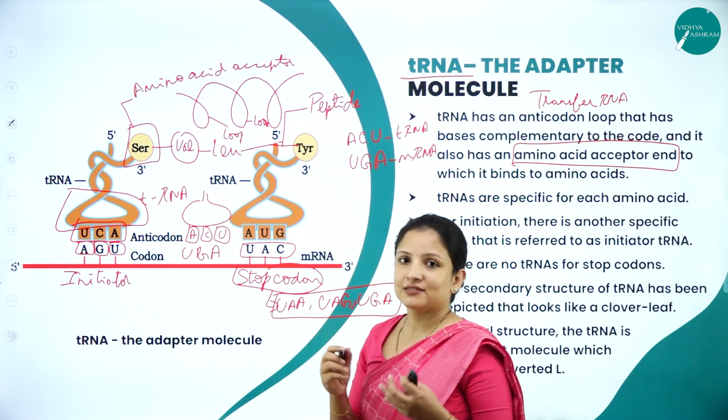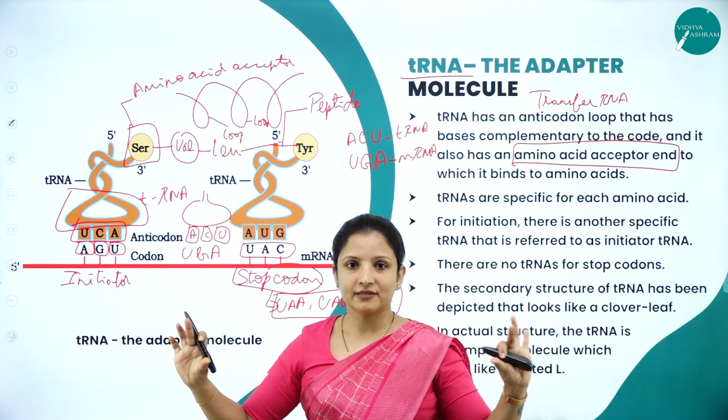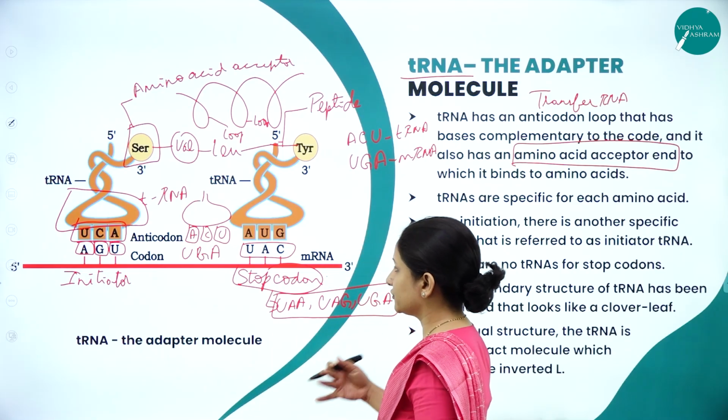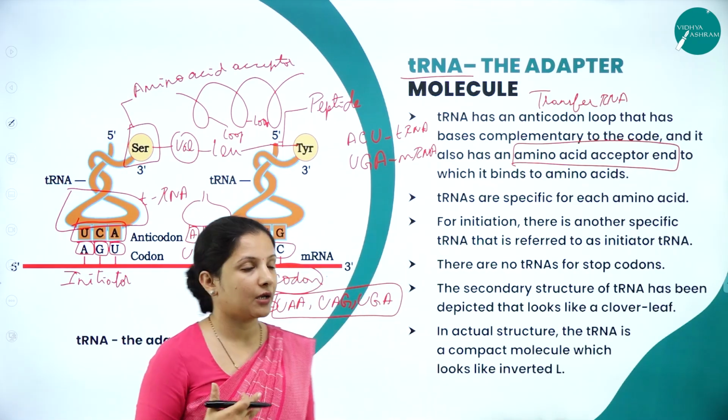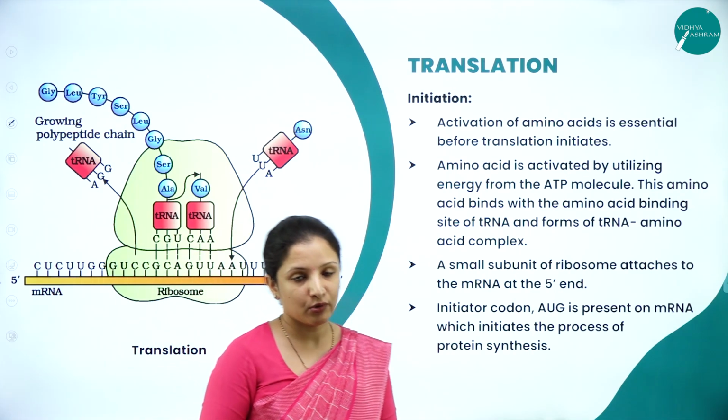So the amino acids are held together by peptide bonds, and therefore a chain of amino acids is nothing but one particular protein. So that is how protein gets produced. So this is about the tRNA, the adapter molecule. Moving further, we'll talk about the mechanism of translation.